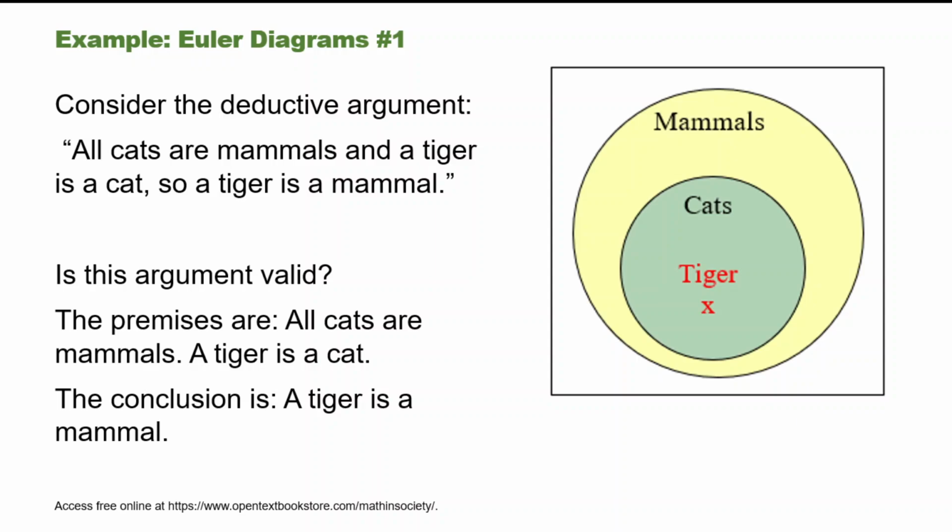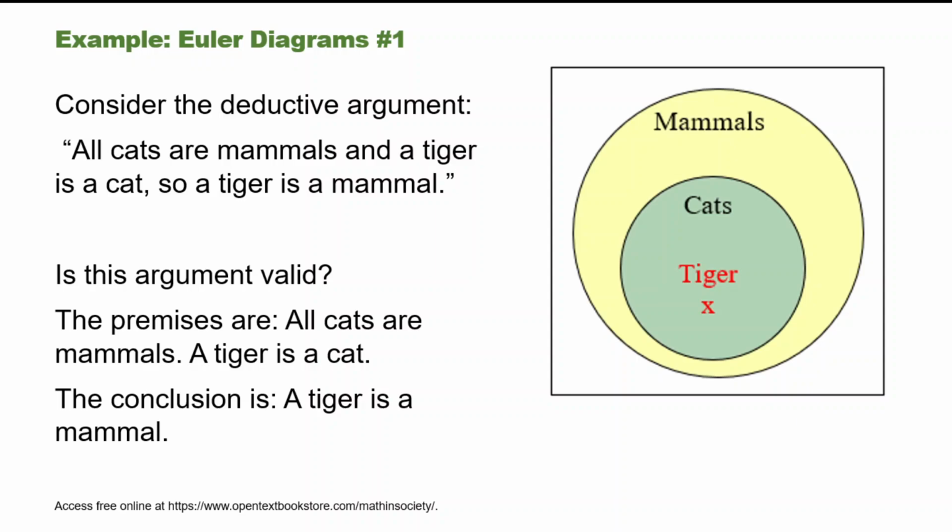If we look at the diagram drawn to the right, this represents this argument. We have a large circle labeled mammals. Within that, we have a smaller circle labeled cats. And within that, we have a little X labeled tiger. That represents the fact that all cats are mammals, that circle being completely contained inside the larger circle of mammals, and a tiger being a cat, represented by the element inside of cats. And the answer is yes, that is a valid argument.